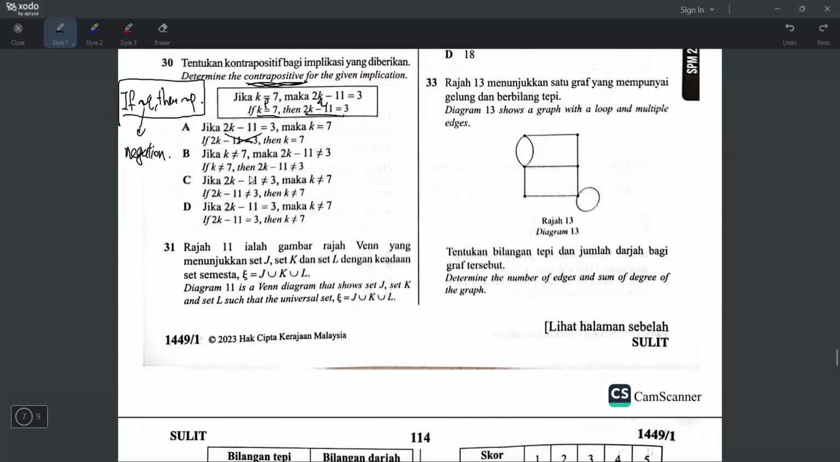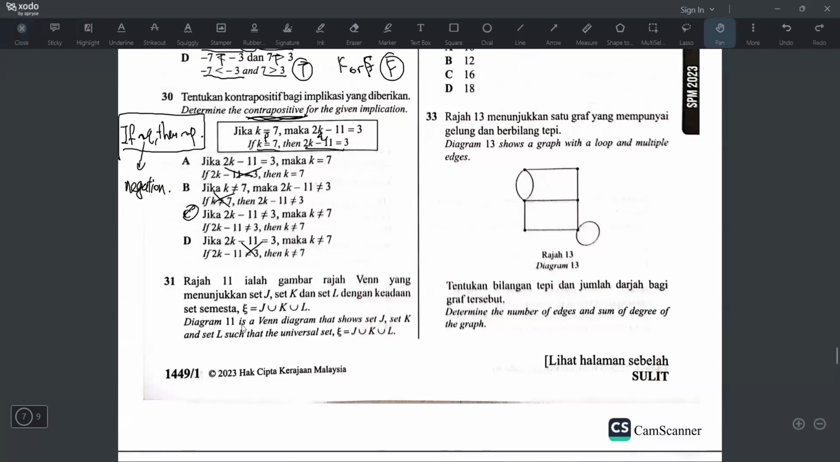So this one is wrong already. And this one also wrong already. This one also wrong already. So C is the answer. Okay. So if you kena mention not Q dulu, so you kena buat negation. So 2k minus 11 is not 3. And then not P lah. So K is not 7. So C is the answer. Okay. So kena tahu yang ni kena hafal.